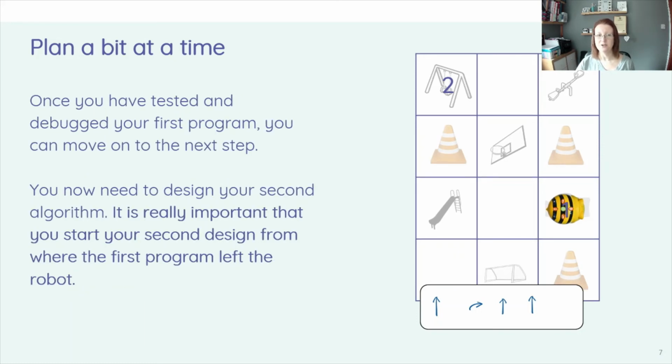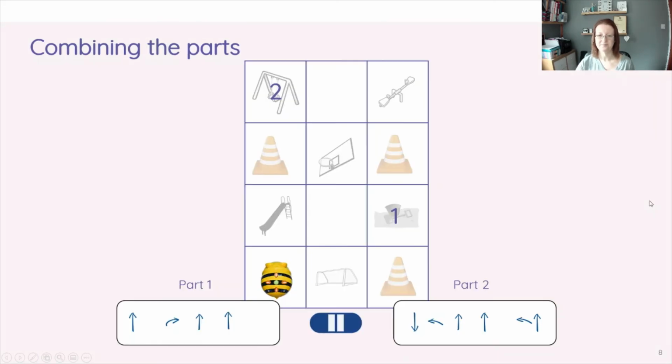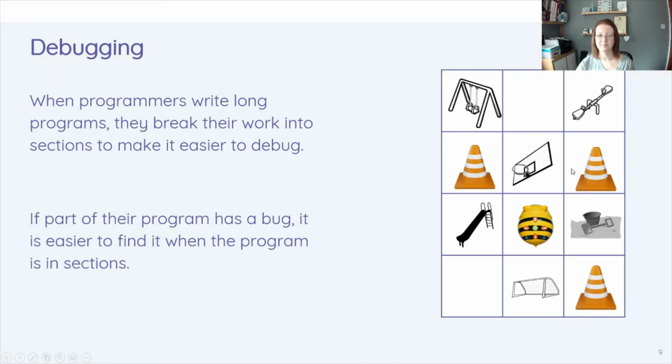Once you've tested it and debugged it, if there are any problems, you can move on to the next step, and you're now designing the second stage, where we need to go from position 1, because we're now here, all the way up to number 2, and it's your choice which route you take. Once you've got those two parts of the algorithm, you can put them together. Here's part 1, getting us to number 1, and then we've got pause, so we've stopped at the sand pit, and then the algorithm to get over to position 2. You can put that together to create your program.